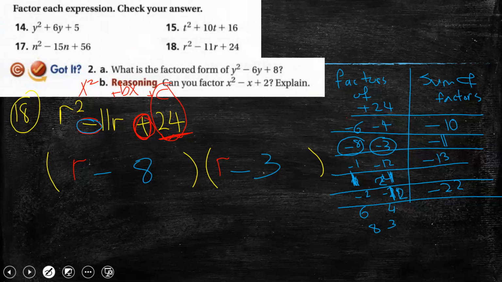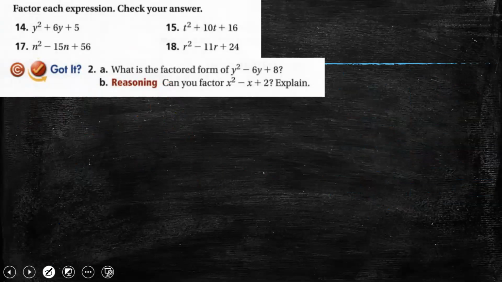So by now, we have talked about two cases. These two cases are y squared plus 6y plus 5, and the second case, r squared minus 11r plus 24.